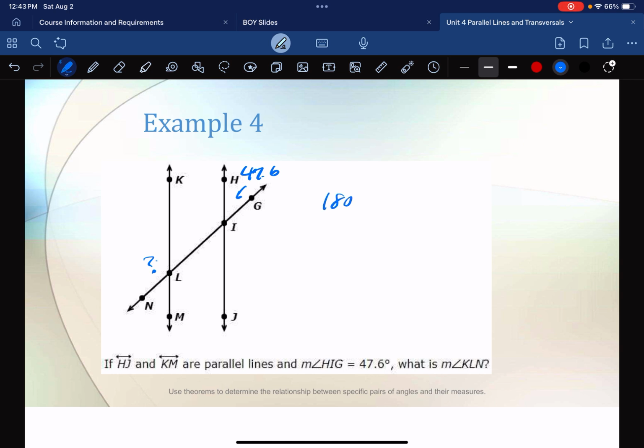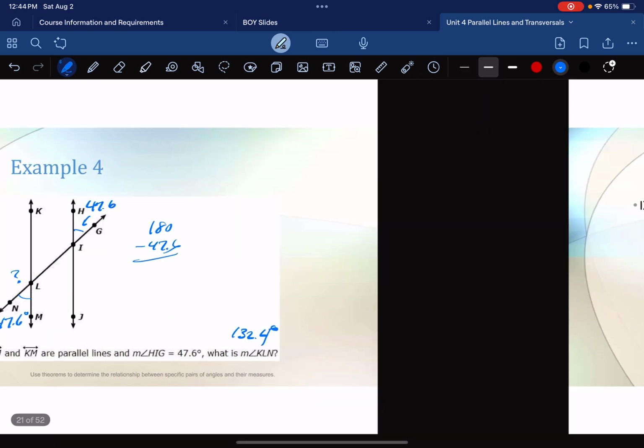They're on the same side and they're exterior. Well, opposite, so like alternate exteriors are the same. So this one would be 47.6 because they're alternate exteriors, these two. And now you can see these two have to make 180. So I'm going to do 180 minus 47.6. So 132.4. Okay. All right.